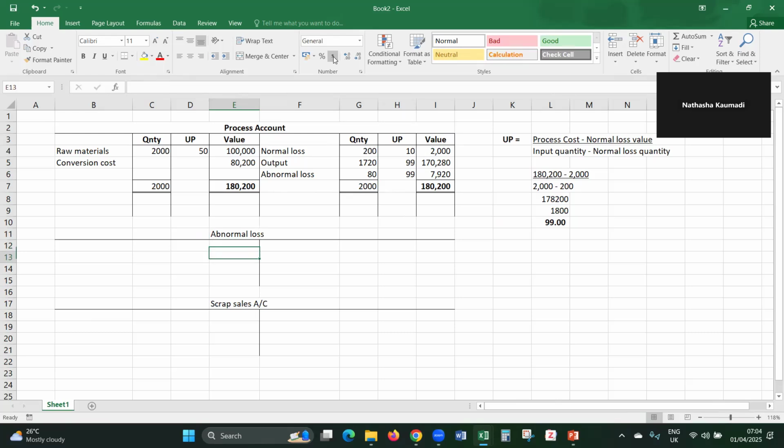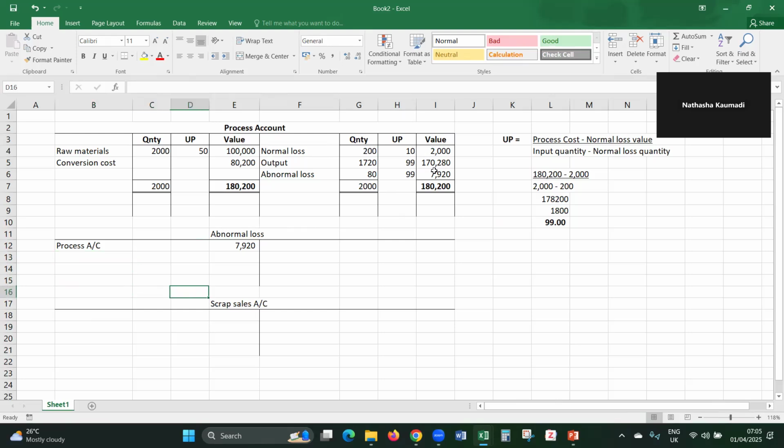Now let me go through these two simple T accounts as well. These are simple T accounts, as you know. We have the abnormal loss account here. How to prepare it? Now you have an abnormal loss of 7,920. You have credited that 7,920 to the process account. So where's the debit? Debit is in the abnormal loss account. So I'm taking 7,920 to abnormal loss. This is coming from the process account. Okay, this is how you record it.